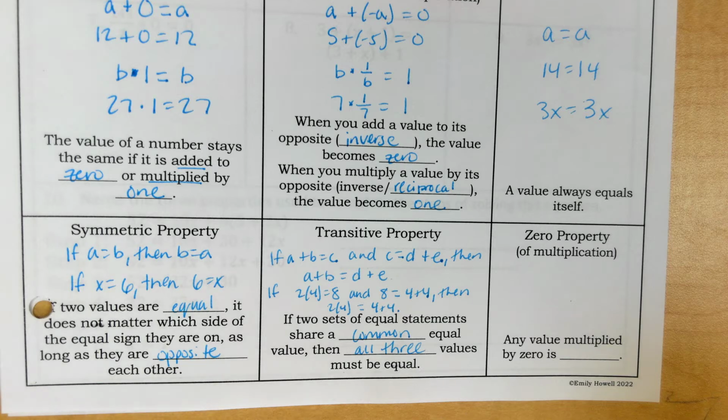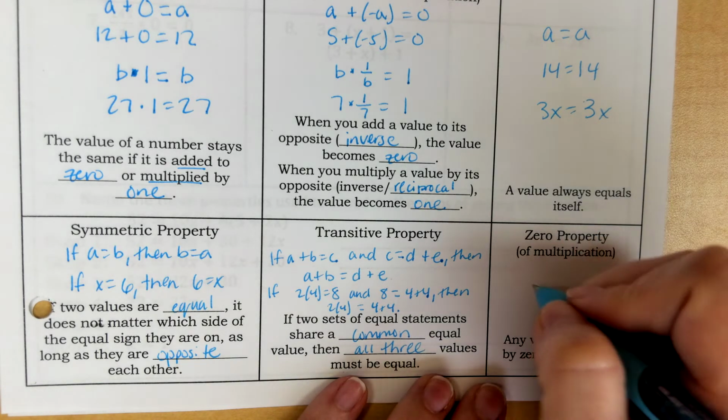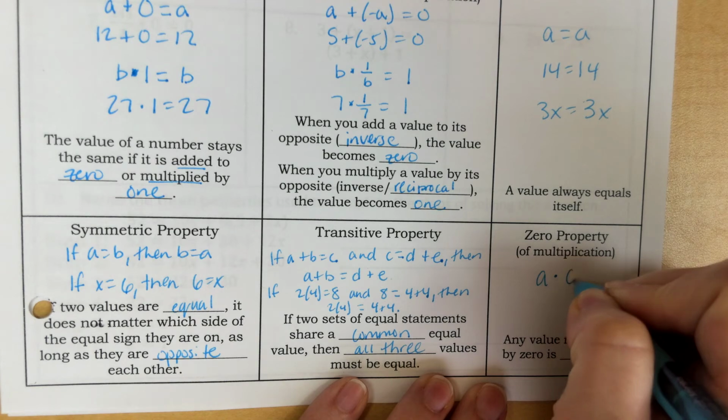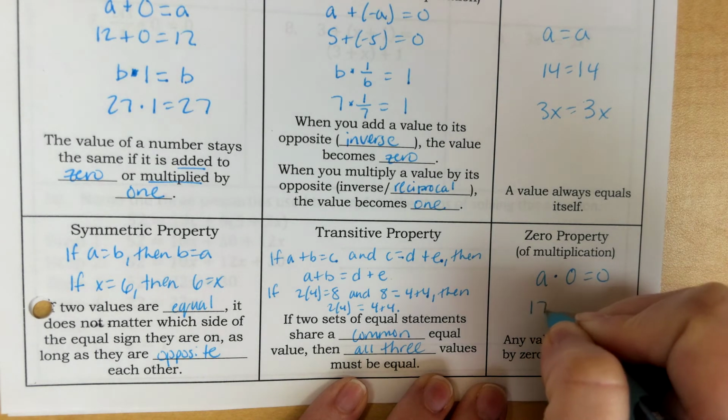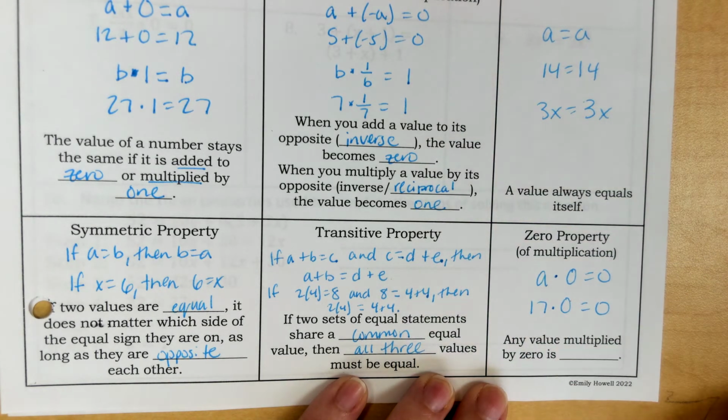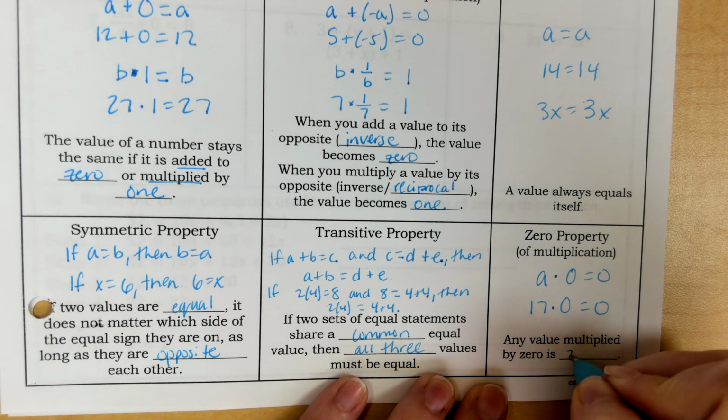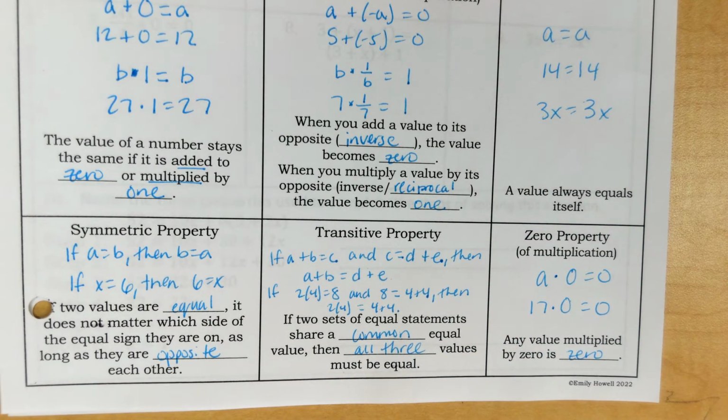Okay, and then the last one is the zero property of multiplication, which just says that anything times 0 is equal to 0. And we know that. So any value multiplied by 0 is 0. It's a basic property, but it does sometimes help weed out some of our simplification process.